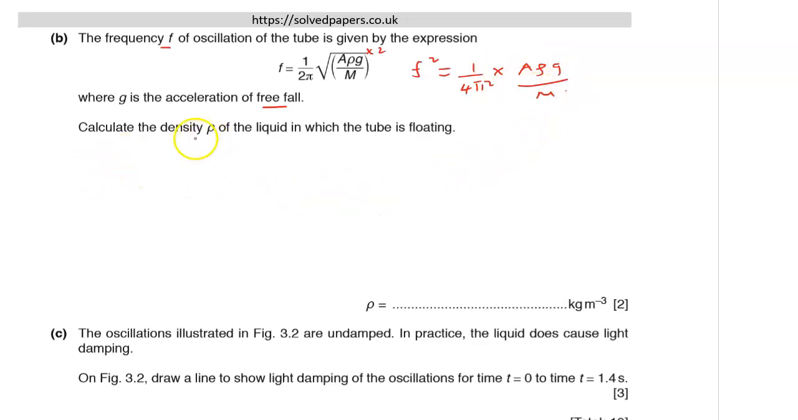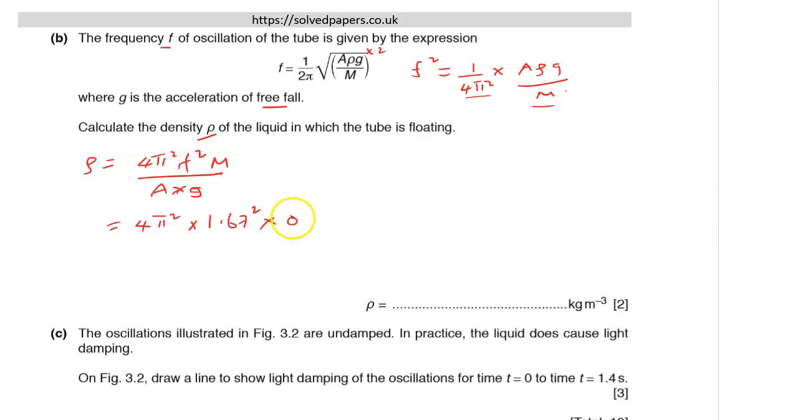Therefore, we need density, so we make density the subject. Density will be 4 pi squared, frequency squared, times mass. Of course, you multiply both sides by this, and divide by cross-sectional area times g. You substitute the values here: 4 pi squared times frequency, which is what you've gotten up there, 1.67 squared. We are told the mass of the sand and the tube is 0.23.